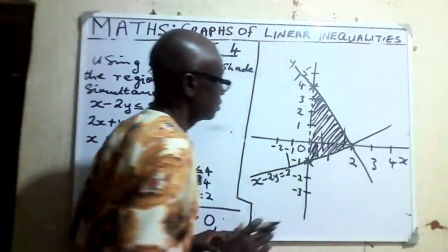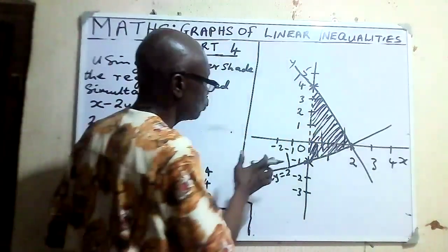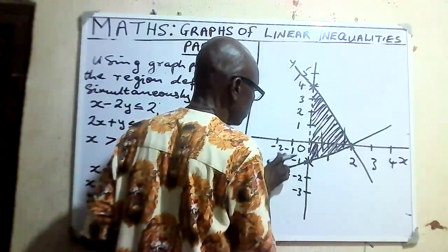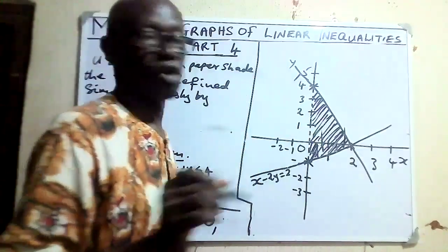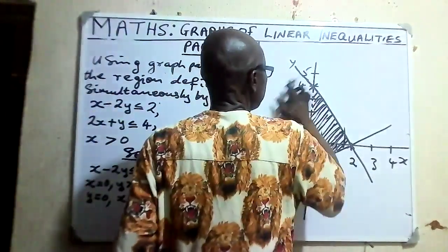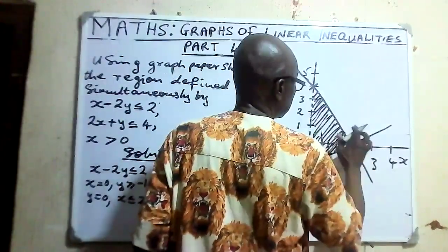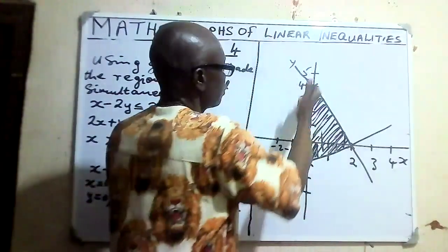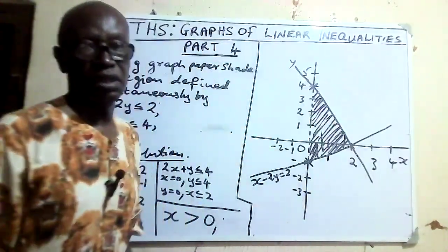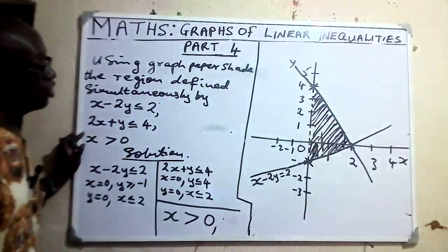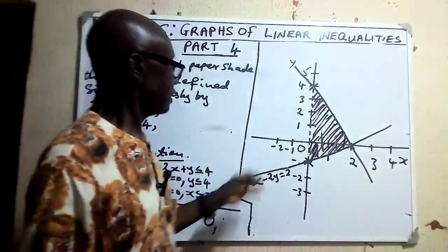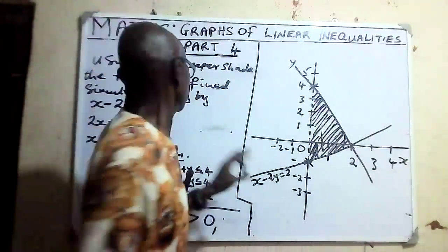And then, after doing that, that means you can clean up all the other ones. That's why when you are doing this, you have to use your pencil to avoid any mistake. So you clean up this. That means the required region is what you have now. And this region satisfies these inequalities. And that is how to plot a graph.